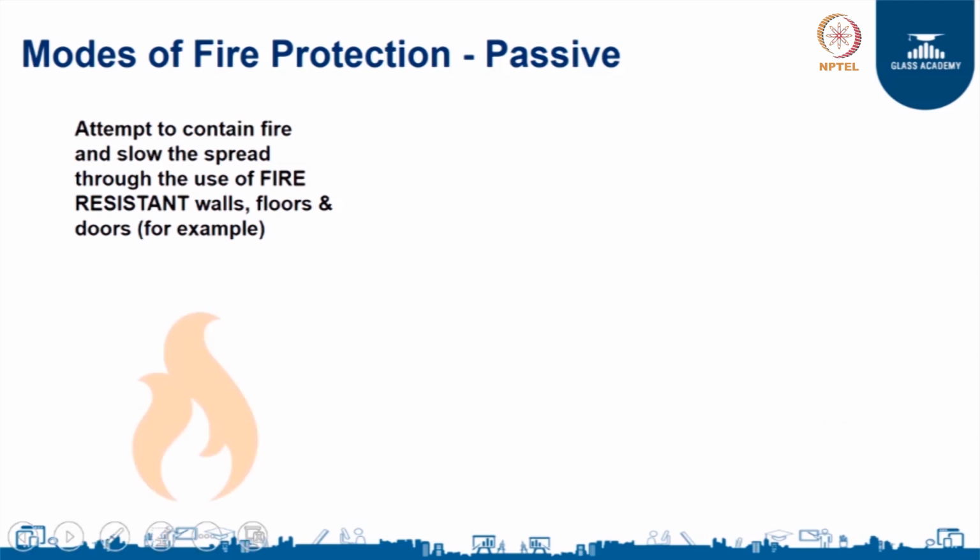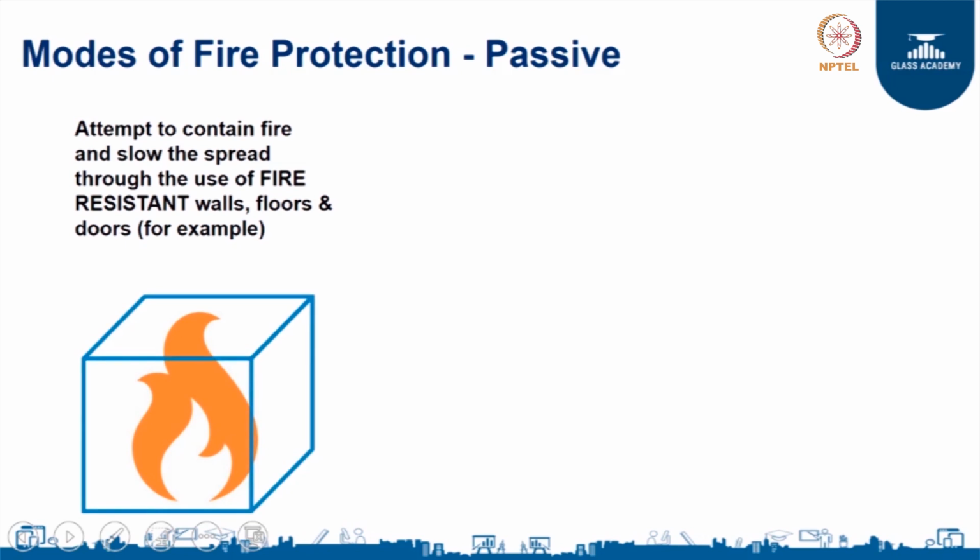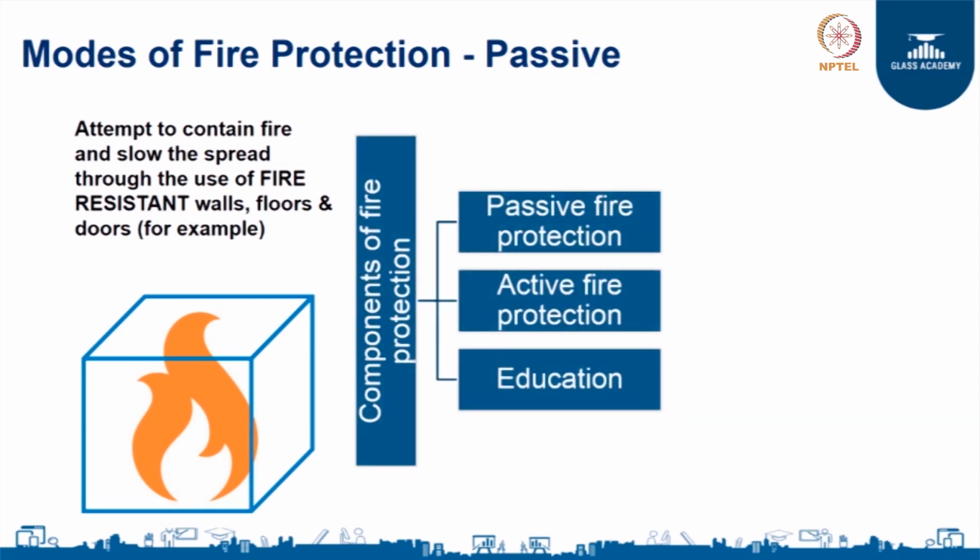So if you are to take the typical example of any floor area, it would mean using fire resistant materials in the doors, in the walls and in the floors, so that there is no way the fire would spread to other parts of the building. So it's all about containing the fire in its place of origin.